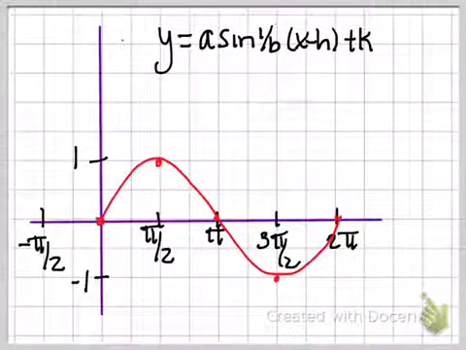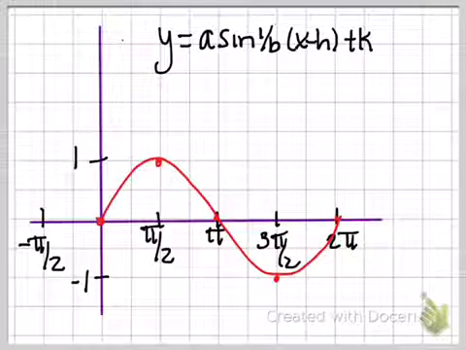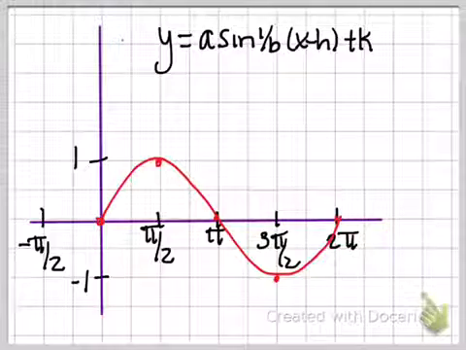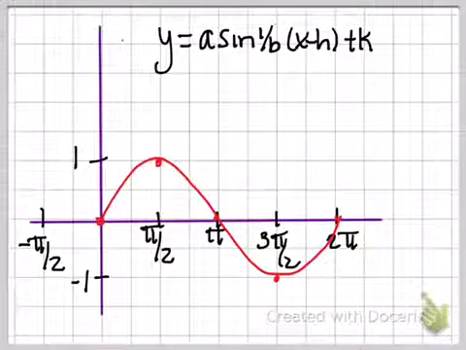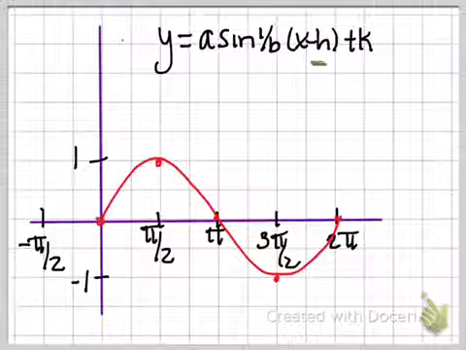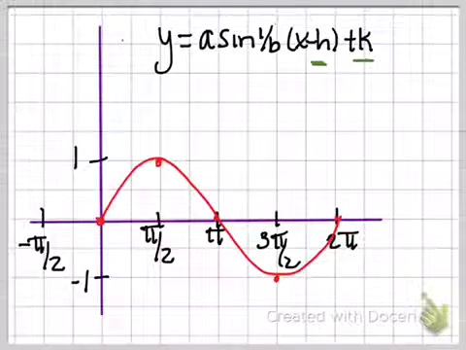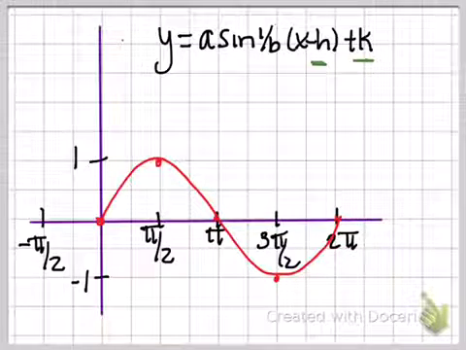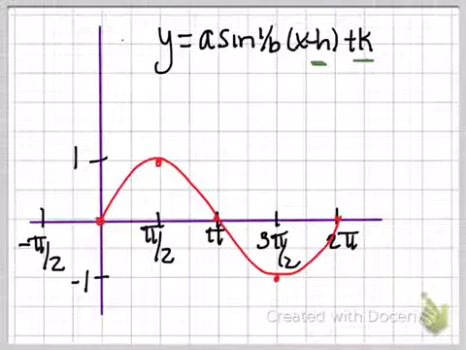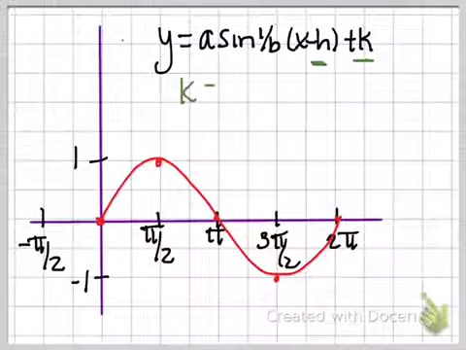Okay, in this video we want to look at what happens when we apply an h or k. Remember, h is going to move it left or right, and k is going to move it up or down. So let's start with the k. Suppose we wanted to move the graph up 1 unit. That would make k equal to 1.